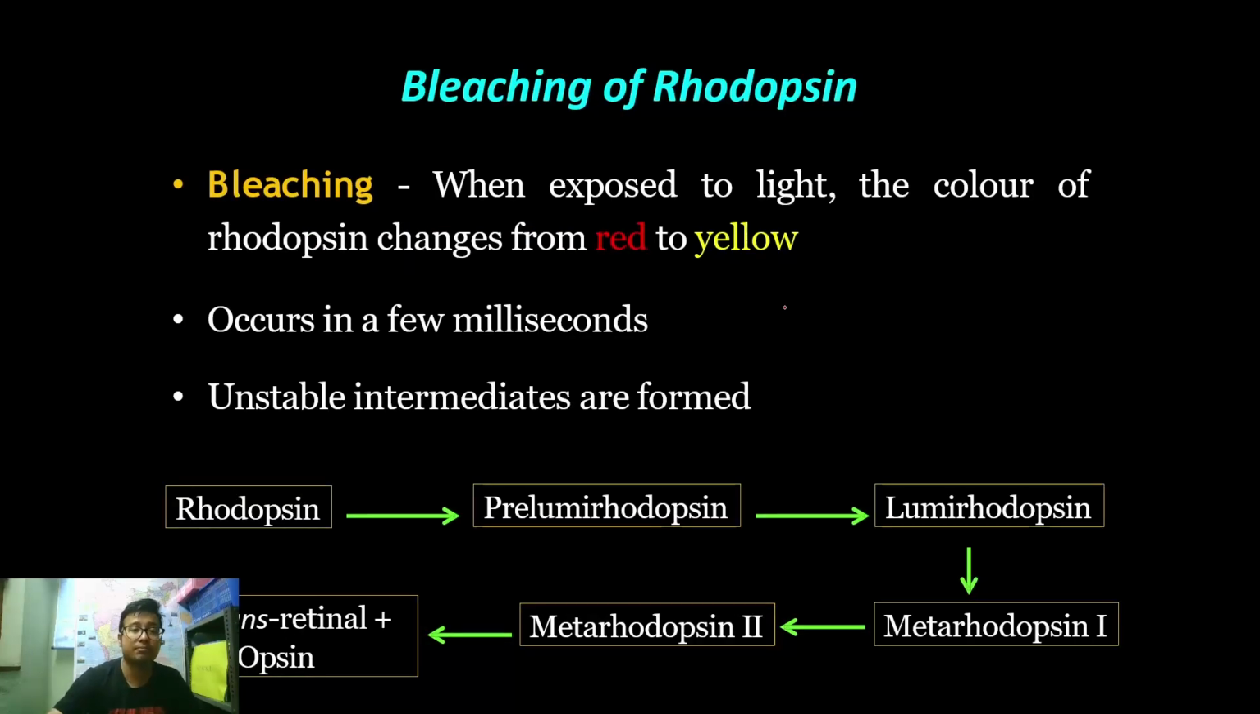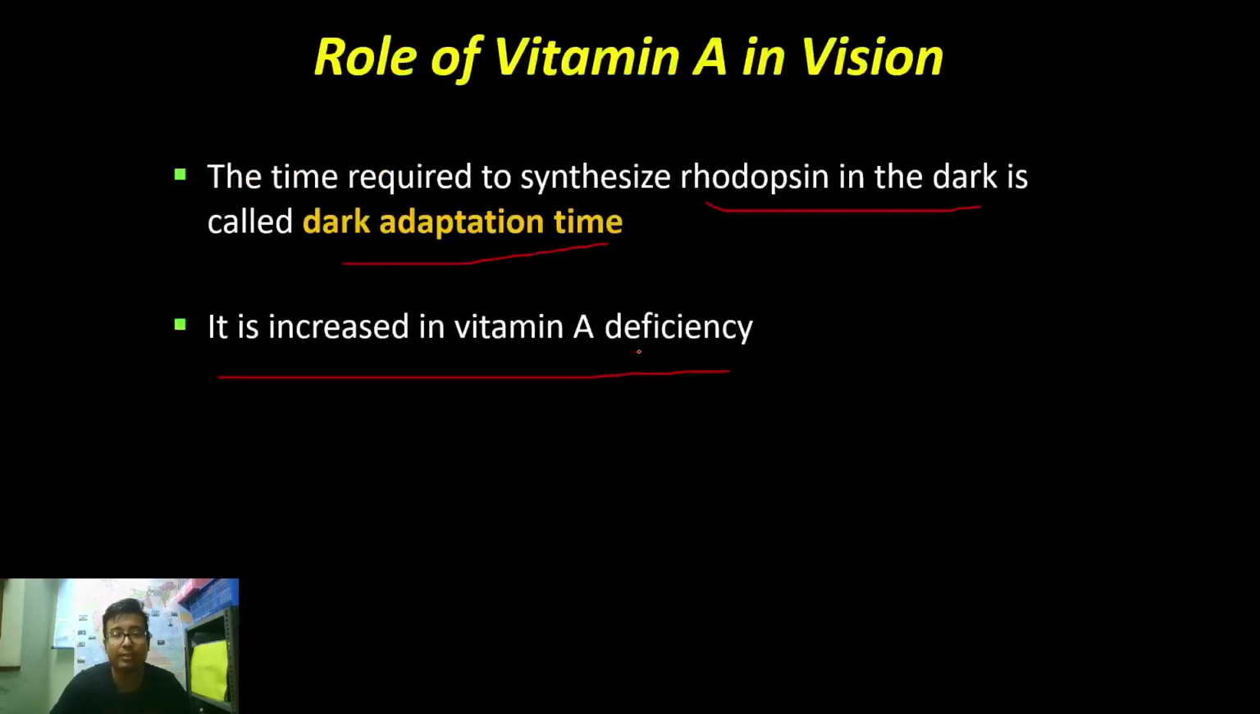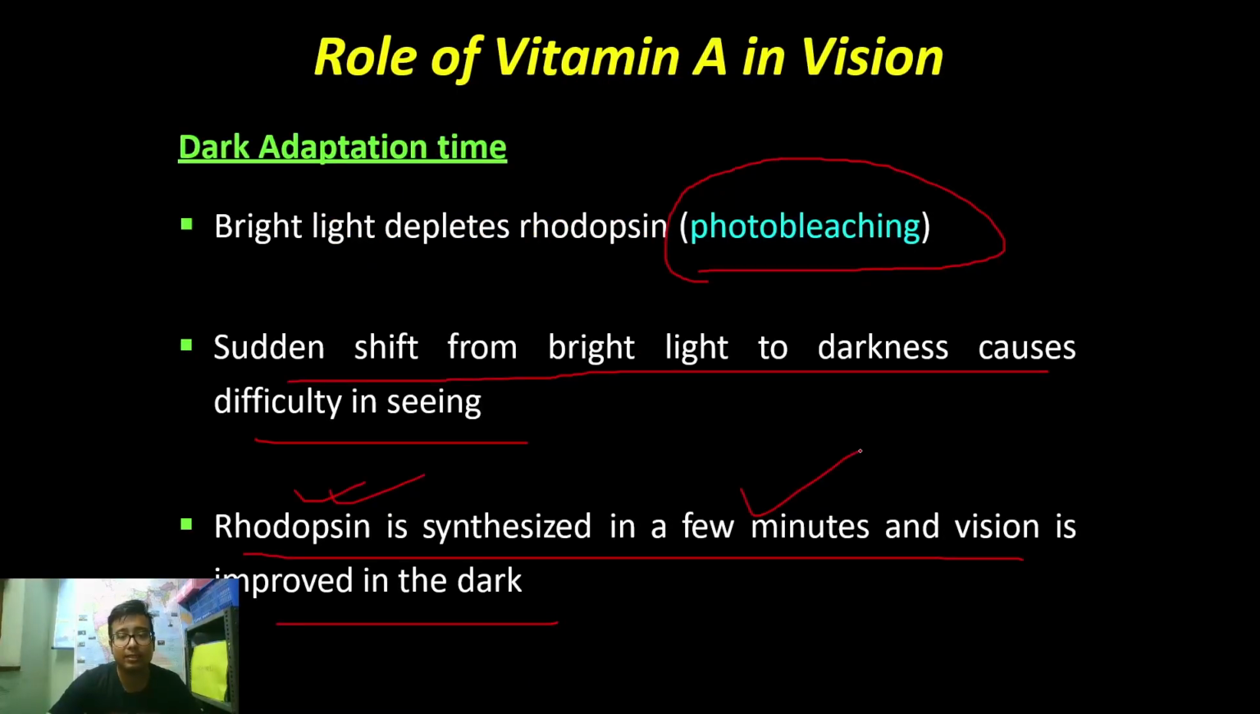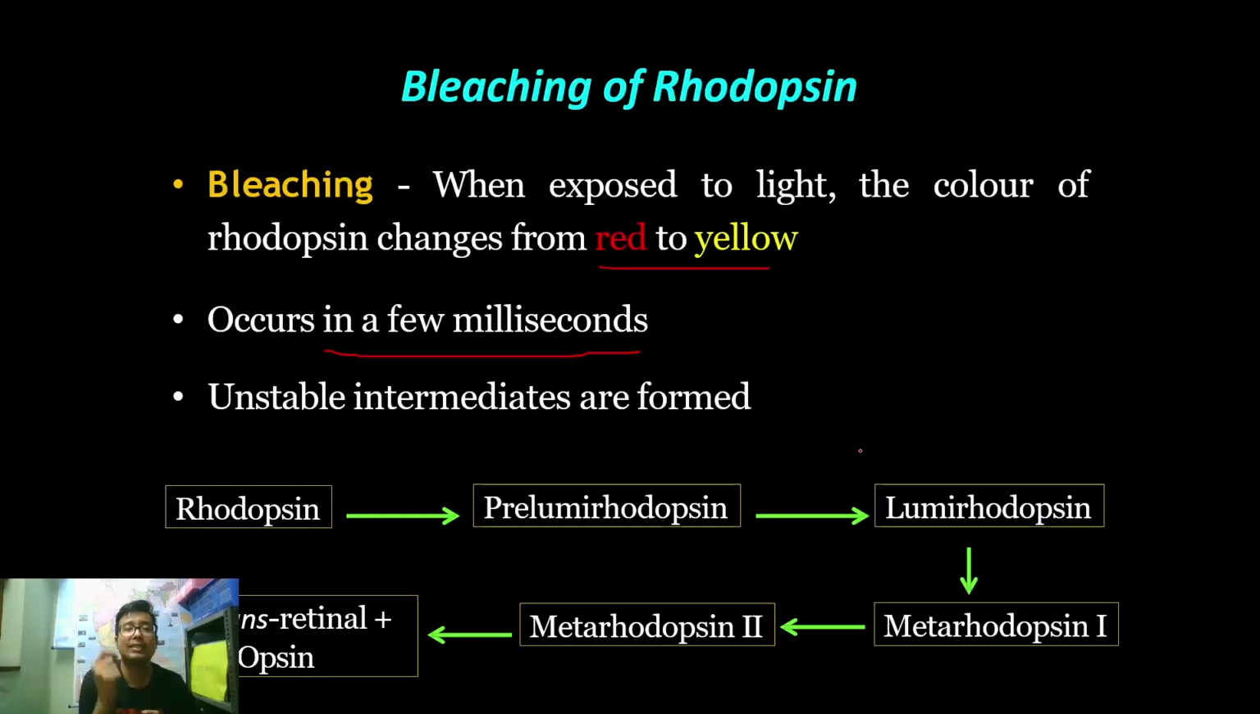So what is the exact mechanism? When exposed to light, the color of rhodopsin changes from red to yellow, and this occurs in a few milliseconds. Immediately from dark to light we are able to see, but immediately from light to dark we are not able to see, because bleaching occurs in milliseconds but the reversal takes a few minutes. It takes a few minutes, but the bleaching is instant.